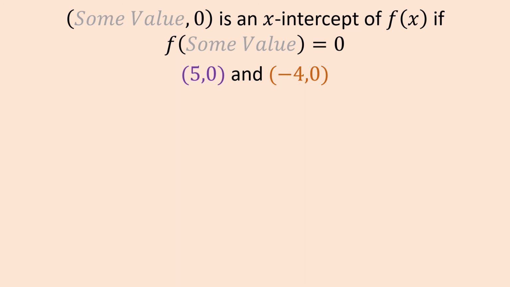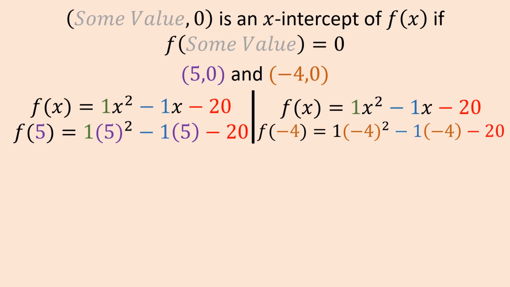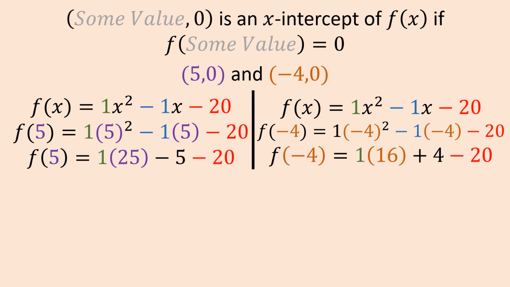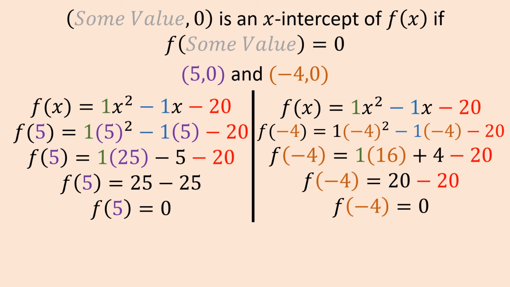So we bring up our function, which is 1x squared minus 1x minus 20, and we plug 5 and negative 4 in for x everywhere. And we have f of 5 and f of negative 4 on the left here, and then we just simplify the right side until we eventually get f of 5 equals 0 and f of negative 4 equals 0. Since when we plug them into the function, we get 0 back, that means that (5, 0) and (negative 4, 0) must be x-intercepts of our function.